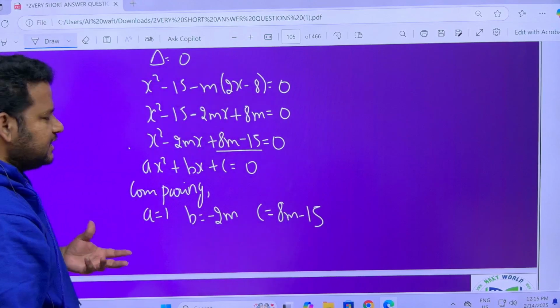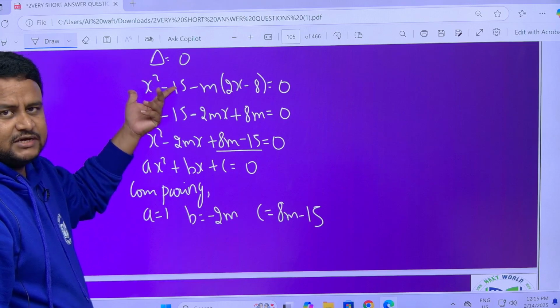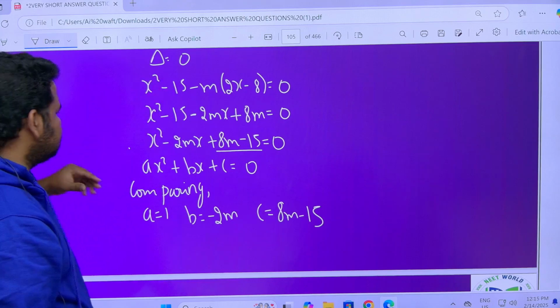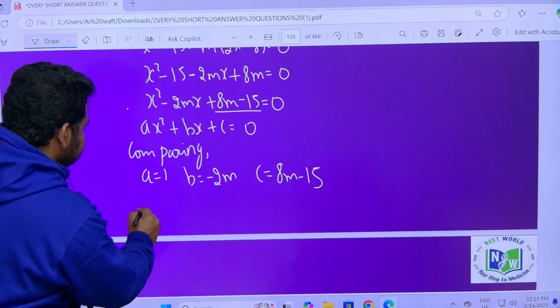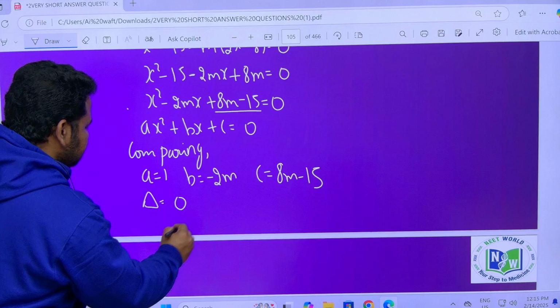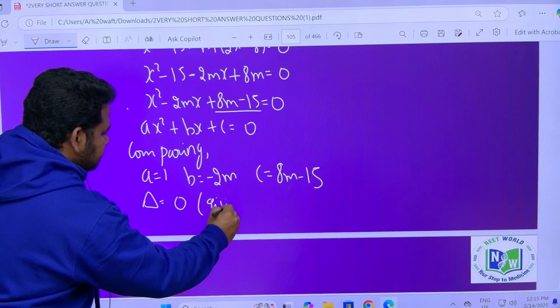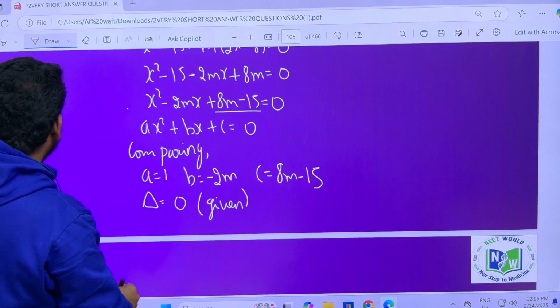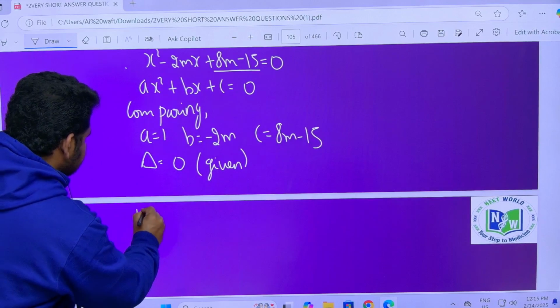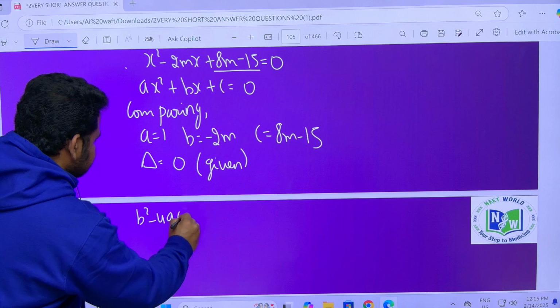Now they are telling that it is having equal roots. That means discriminant is equal to 0. So let us use that condition. They are telling discriminant is equal to 0, they have only given it. Discriminant is equal to 0 means what? That means b square minus 4ac is equal to 0.